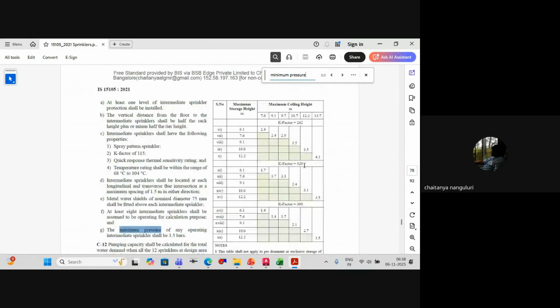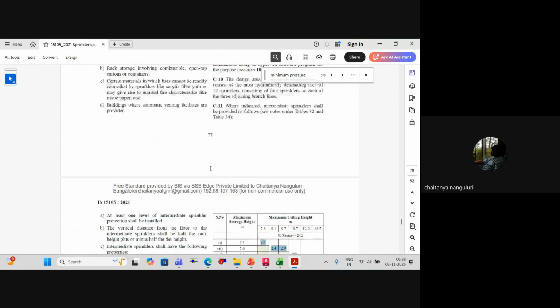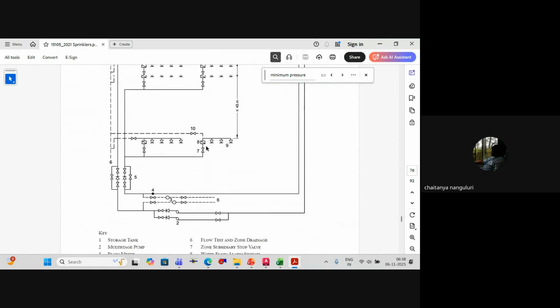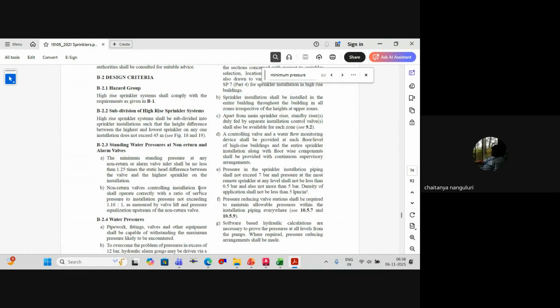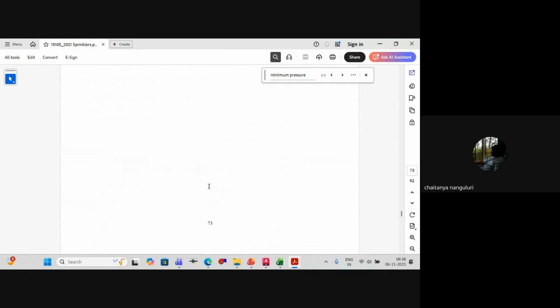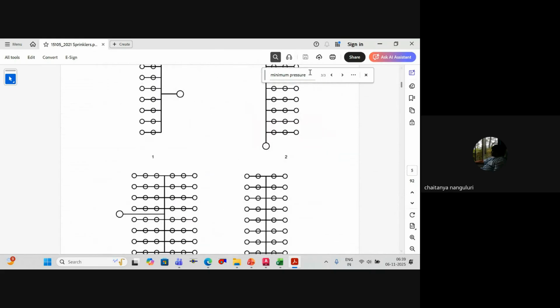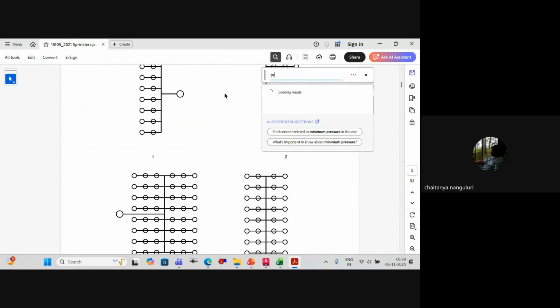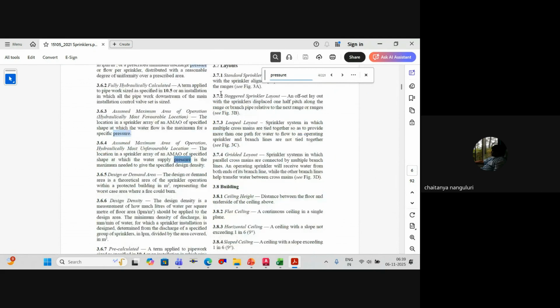Now, this is the pressure actually. If you see, this is a particular pressure, but this is only for ESFR sprinkler, not for any other sprinklers. 7 PSI, if I'm not wrong. The number is 7, I remember roughly. That's the reason. So specific pressure, maximum pressure.